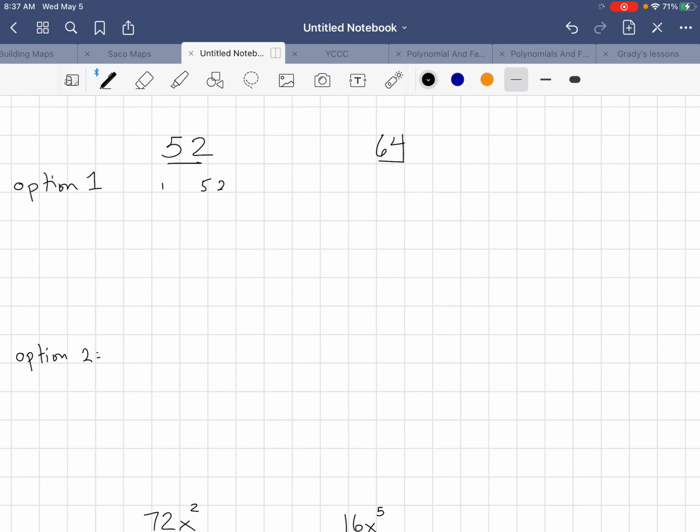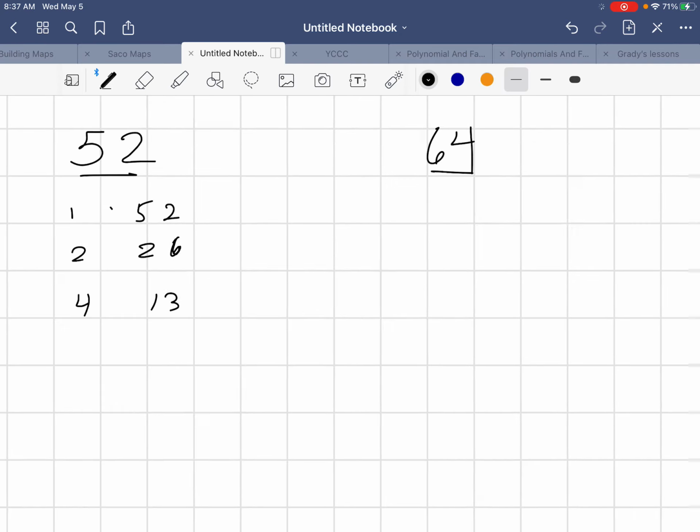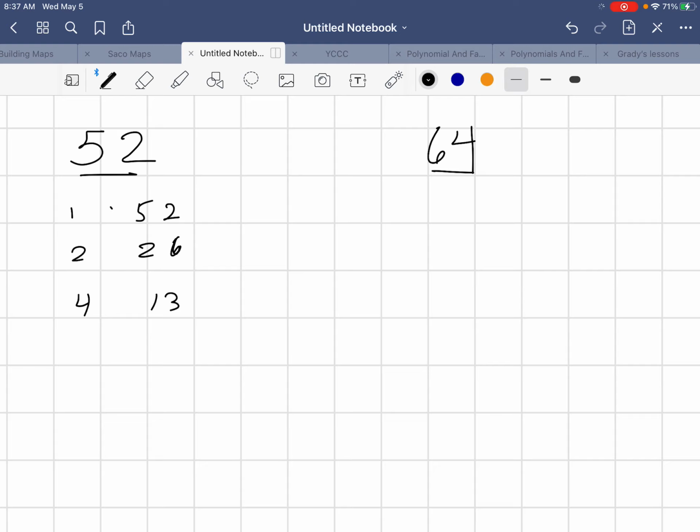You can do 1 times 52 here, which is also 2 times 26. It's also 4 times 13. There are no other factor pairs for 52. Do the same thing for 64, which is 1 times 64, 2 times 32, 4 times 16, and 8 times 8.